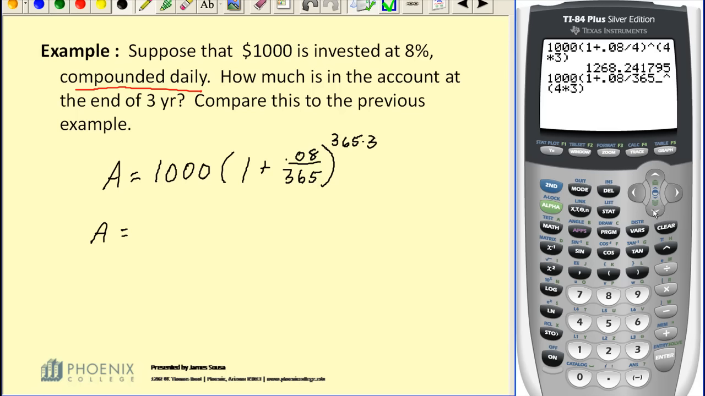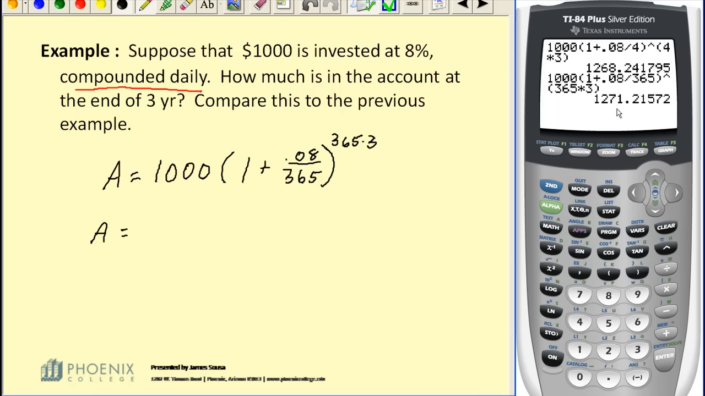Of course, I could just delete everything and retype it, but I'm trying to save a little bit of work here. And I'll do the same thing with this 4. I'll overwrite the 4 with the 3, and then I'll insert the 65. And if we compare these amounts, this amount is $1,271 and roughly 22 cents. And as you can see from the previous problem, we had 1,268, so the amount has increased.